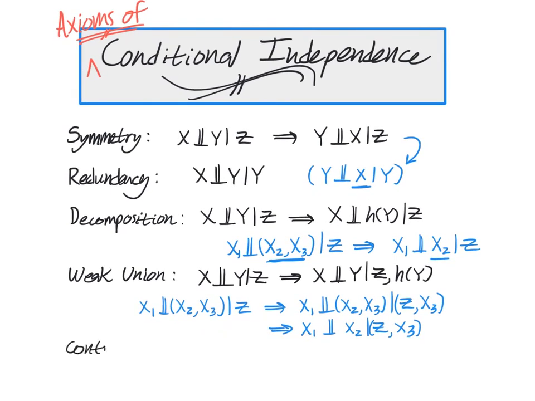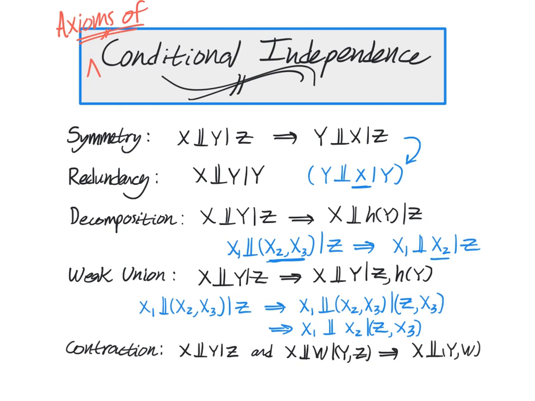The final axiom of conditional independence is called contraction. This one has two hypotheses. Suppose first that x is independent of y given z, and second that x is independent of w given y and z. Then, x is also independent of y and w jointly given z. In effect, contraction allows us to move a random variable from the right-hand side of the conditioning bar to the left-hand side, exactly the opposite of the pattern that we used a moment ago by combining decomposition and weak union.